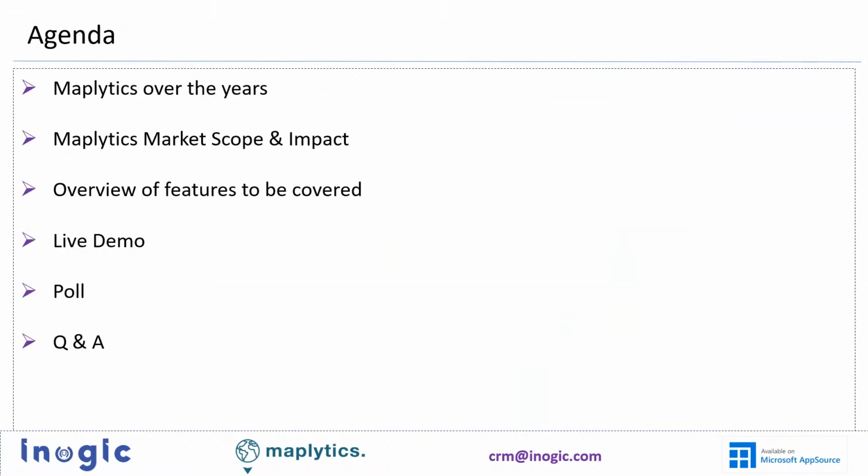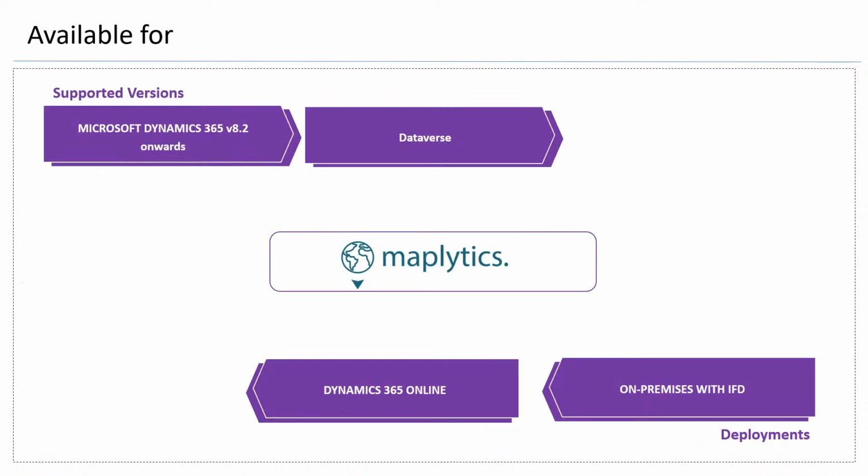Let's have a look over the agenda for today's webinar. So we'll be going through the growth of Maplytics over the years. And after that, we'll be seeing the market scope and the impact of Maplytics, which will be followed by the overview of the features that I have listed for today's webinar, and which will be followed by the live demonstration of all of those features. And after that, I'll be starting a little poll where you can vote in for the features that you find the most useful. And lastly, we'll be having a Q&A session. So Maplytics is available, which works within the Dynamics CRM. It is available for online, on-premises, as well as Dataverse.